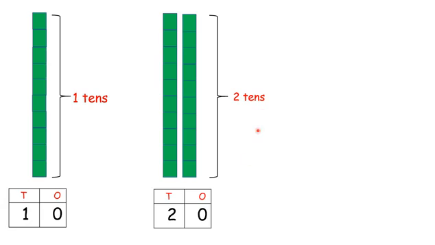2 tens. This is the way we write 20. O for the ones column, T for the tens column. We write 0 under the ones column and we write 2 under the tens column.